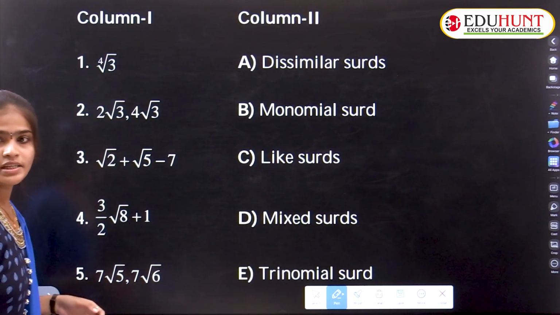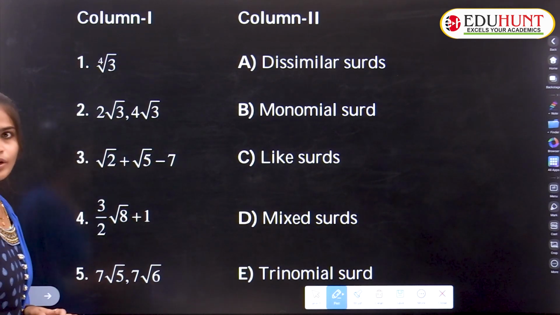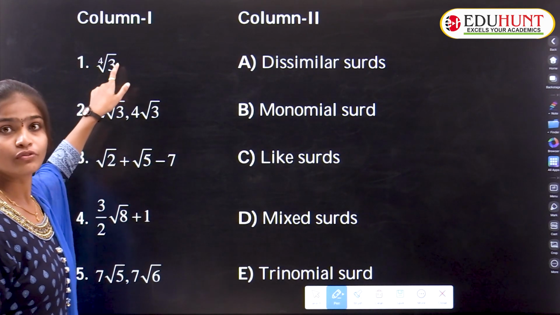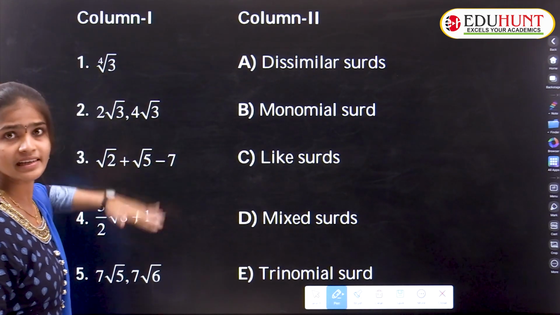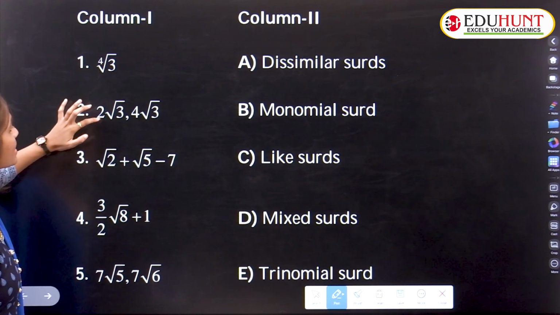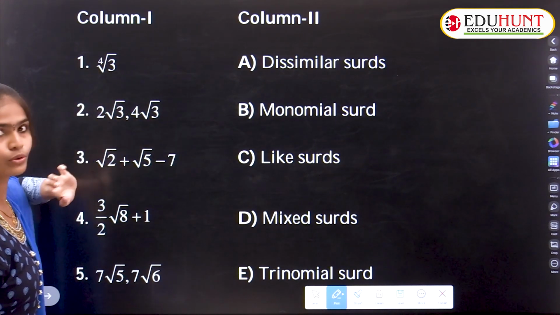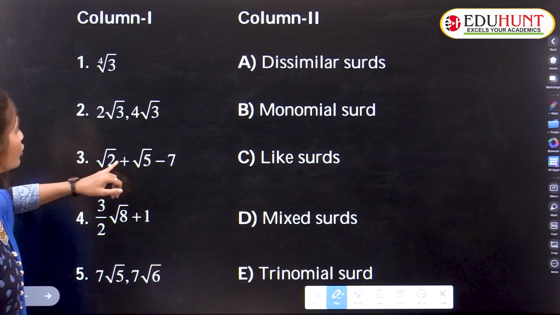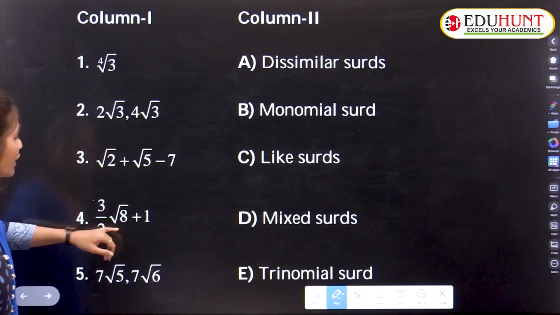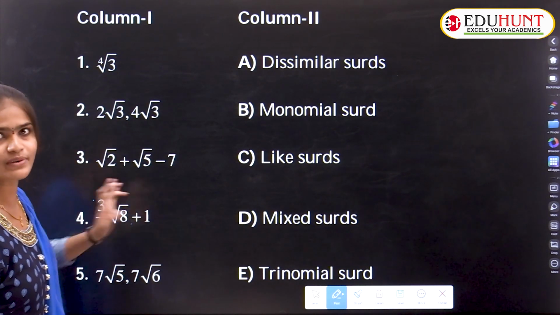So children, the next question is match the following. See here, the first one is 4th root of 3. Just read everything that they have given. 4th root of 3, and this is 2 into root 3, 4 into root 3. And here square root of 2 plus square root of 5 minus 7. And here 3 by 2 square root of 8 plus 1.